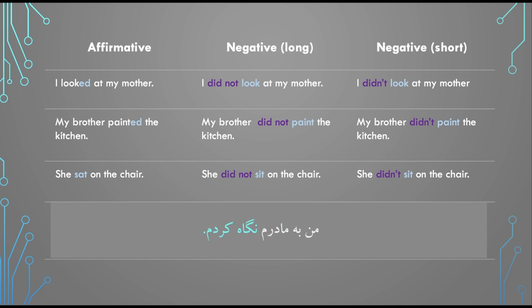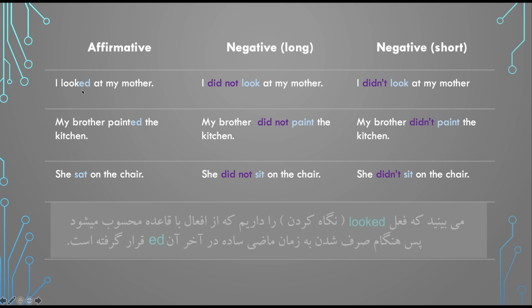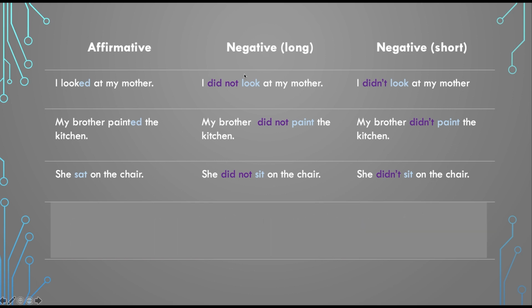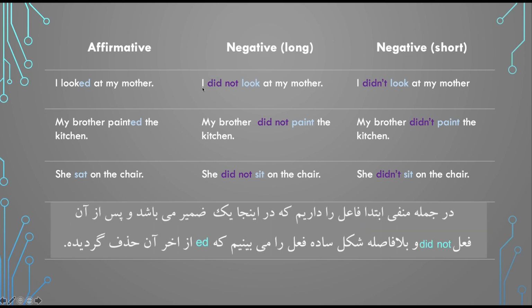I looked at my mother. You can see the verb look here has ed. So this is a past simple regular verb. A regular verb in the past simple has ed. In the negative, we have subject I, did not, and then the verb look. But you can see this verb look, in the negative there is no ed.